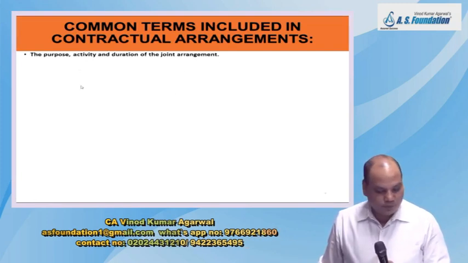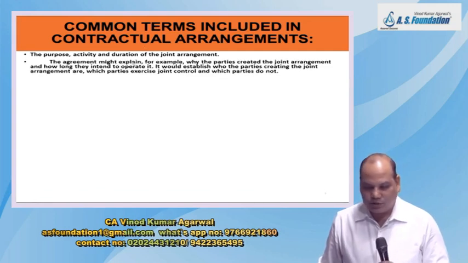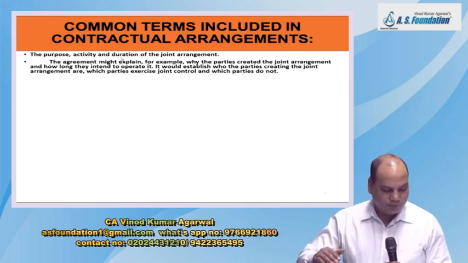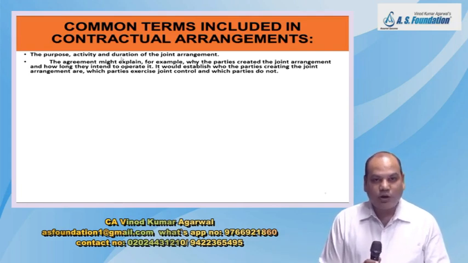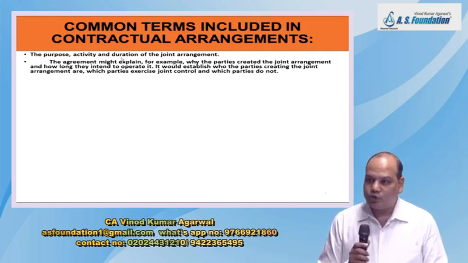Now, on paragraph number 5, I have included for discussion. Just quickly, what are the terms and conditions usually included in the contractual arrangement? Not an accounting question, but a legal question. It's like, what are the terms included in a partnership deed? Same question in a different way. Terms and condition included in contractual arrangement can be the purpose, the activity, and the duration of joint arrangement.